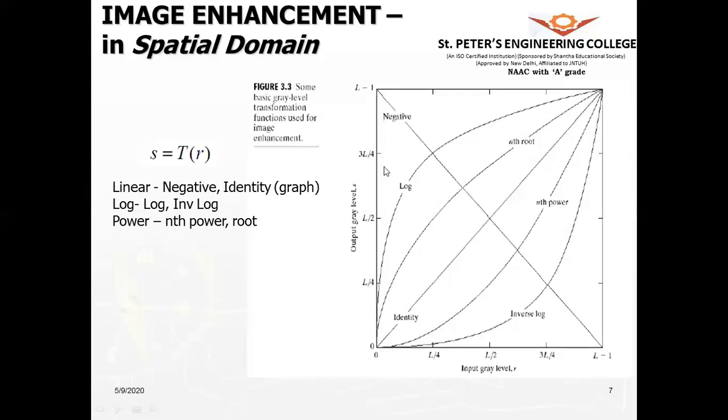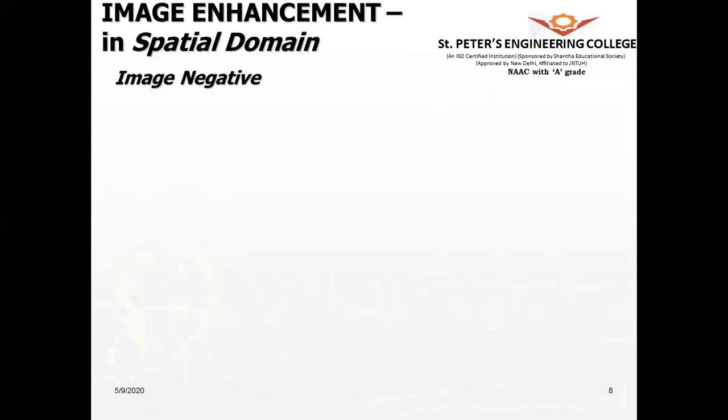This is what we can see from here, and the converse is true for the nth power and inverse logarithmic operation. So there is stretching and compression that is happening. So spreading and compressing of this intensity value is what we can observe from this graph. So therefore, they can be different operations. So the first operation in the intensity transformation is obtaining the negative.